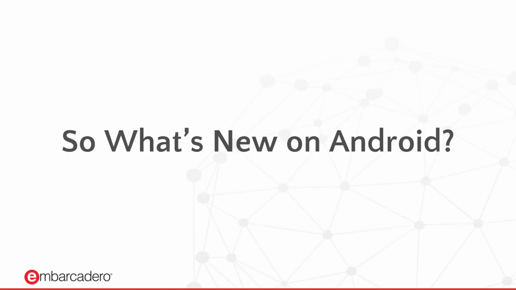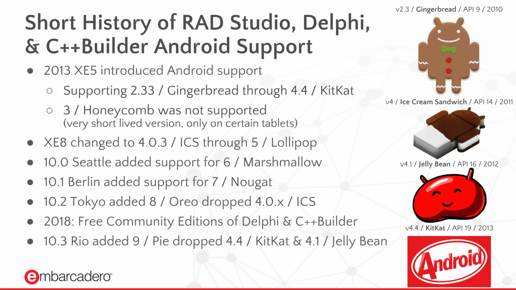So what's new in Android? First, let's take a look at the short history of RAD Studio support for Android. It started out in XE5 in 2013 with Android support. It supported Gingerbread through Kit Kat. Honeycomb wasn't supported because it was only available on certain tablets. It was a very short-lived version.